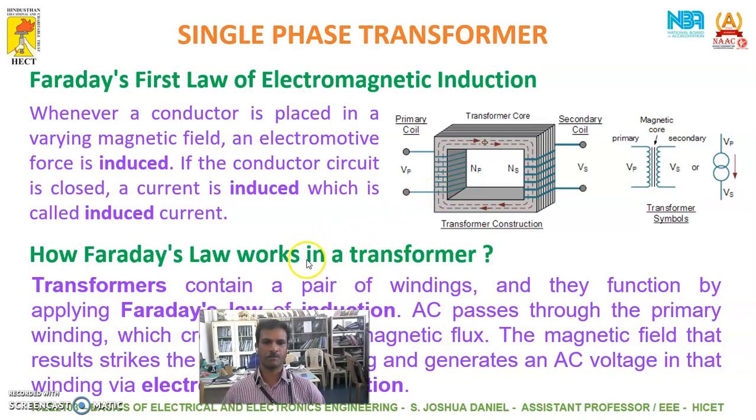Right? So how does Faraday's law work in this? When the flux lines cut the secondary of this transformer, the power from the primary is transferred to the secondary without any electrical connection, but is transferred through magnetic flux lines. So this is how Faraday's law helps in the transformer working.